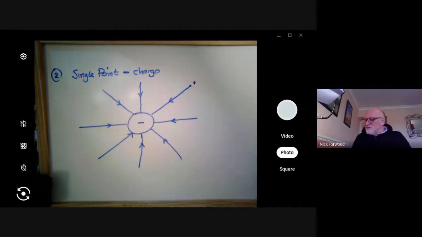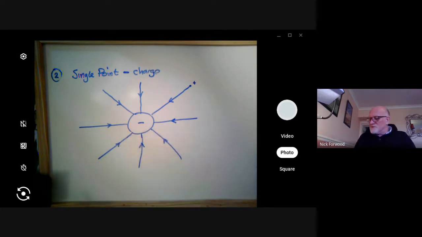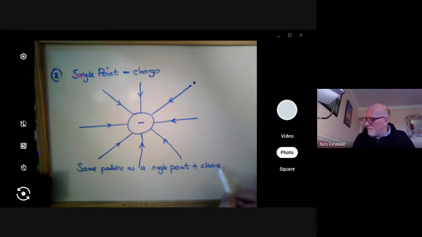And you'll notice a certain similarity between this one and the single point positive charge. It's exactly the same, but the arrows are reversed. So I'm just going to write: same pattern as a single point positive charge, but the field direction is reversed.